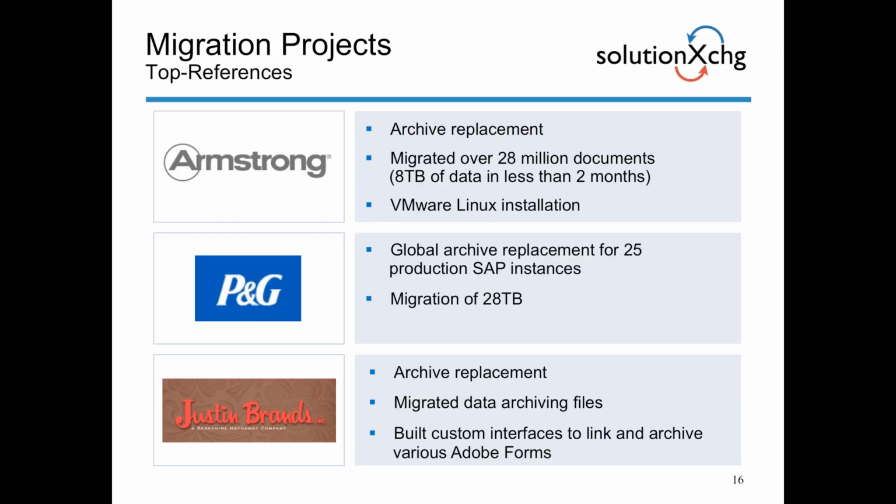Some of the references we have: we did a large archive replacement for Armstrong, migrating over 28 million documents, 8 terabyte of data in less than 2 months real time on a VMware Linux installation. Procter & Gamble did a global archive replacement for 25 production SAP instances and a migration of about 28 terabytes of data.